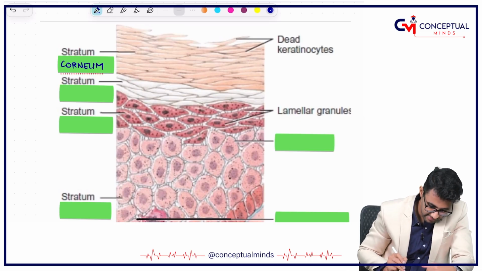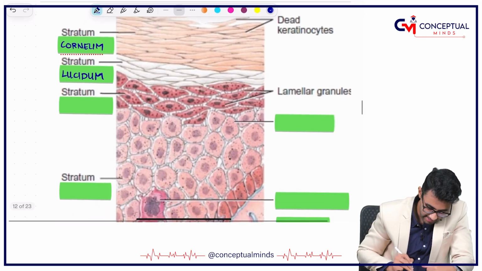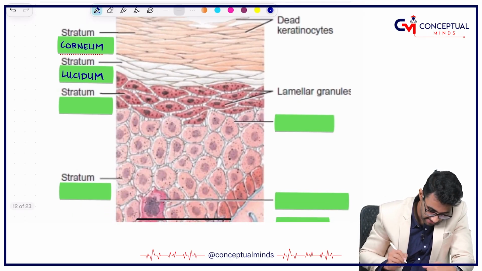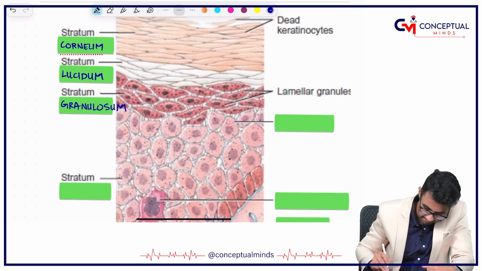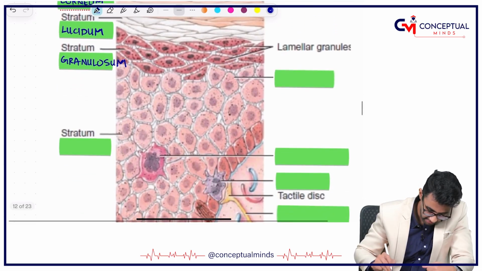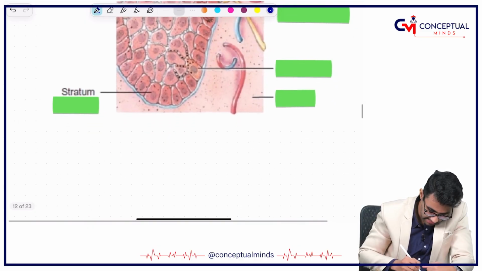How about the next one? Okay, stratum lucidum. Okay, how about the next one? Yes, this was stratum granulosum, right, guys? Okay, how about the next one? This one was stratum spinosum. Okay, this was stratum basale.